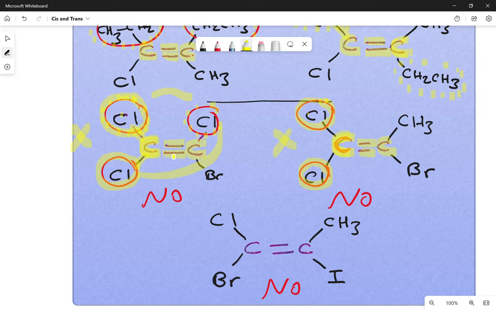Finally, if you have a C double bond C, and there is no repetition of any groups or elements. So I have Cl, different from Br, different from iodine, different from methyl. So there is no group similar. So I can say this is a big no-no. This is not cis nor trans.